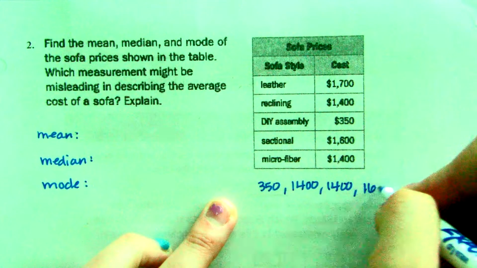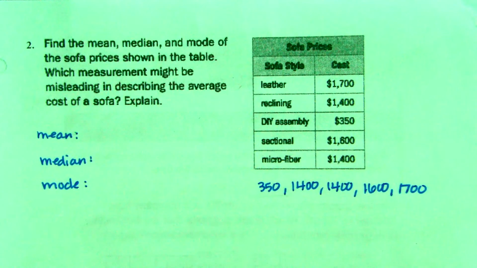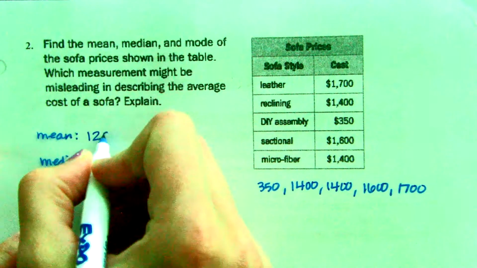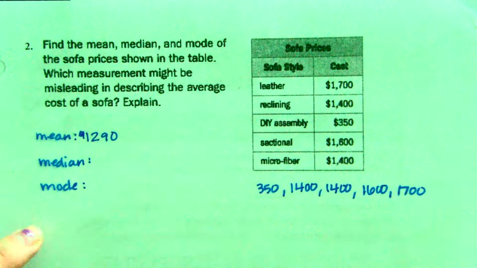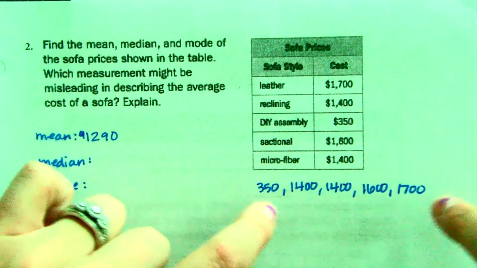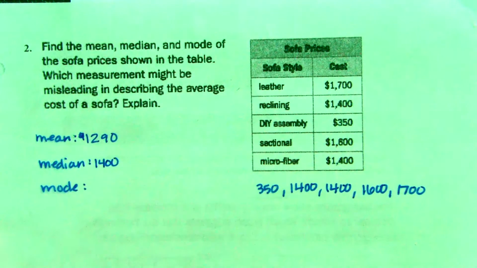The mean is the average, so we add up all of our terms and we divide by however many we have. So we add them all up and divide by 5, and when we do that, we get 1,290. To find the median, which is the middle, I start from both sides and work my way in. So the median is 1,400. And then the mode represents the most often. The number that shows up the most often is 1,400.